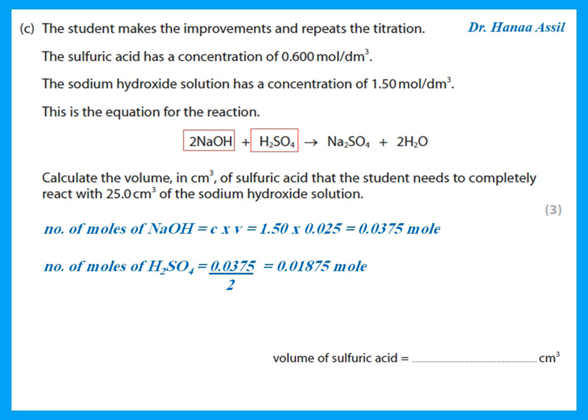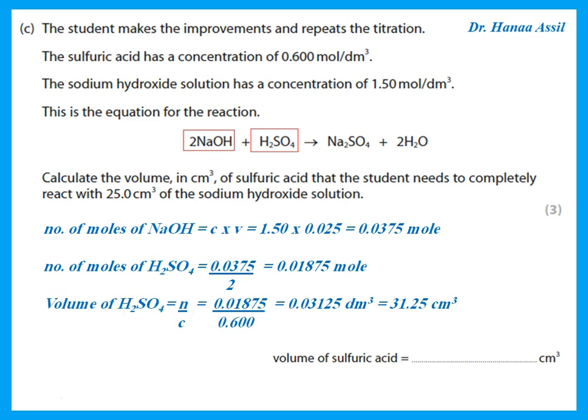Then what is he asking about? He's asking about the volume of sulfuric acid. How do we get volume of sulfuric acid? It's number of moles over concentration. He gives me the concentration of the acid up there, so I get the volume. Remember, the volume that comes out is in decimeter cubed. He doesn't want it in decimeter cubed. He wants it in centimeter cubed, so I have to multiply by 1,000, so my answer is 31.25 centimeter cubed.